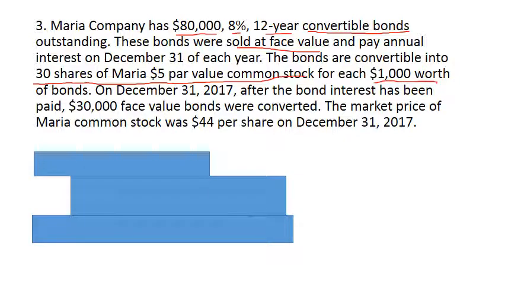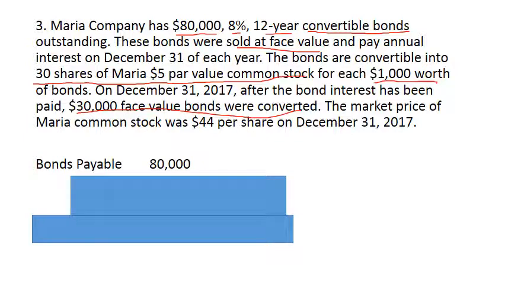So on December 31st, after the interest has been paid, 30,000 face value of bonds are converted. And I think that what I did was $80,000 of the bonds being converted. So let's see. Yep. So I'm going to cheat and change this to 80,000 because I didn't read this fully. So the problem says $80,000 of bonds. The market price of common stock is 44. So this is actually information that you don't need because we don't care what the market price is.